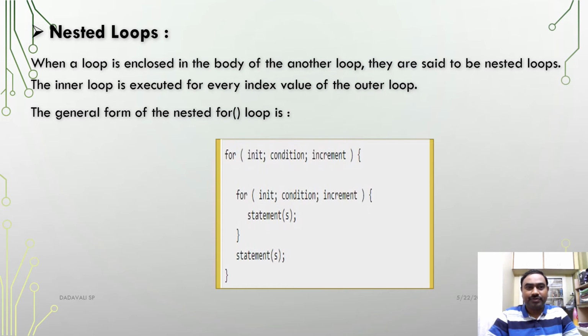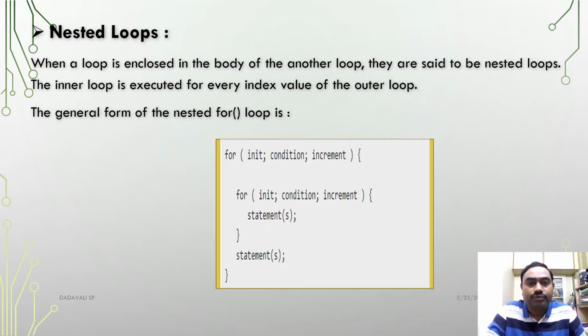Nested loops. When a loop is enclosed in the body of another loop, they are said to be nested loops. A loop having one more loop. Here is the general format. Just observe, within the for loop there is one more for loop. This one is called nested for loops. Just observe the syntax. Here is the first outer loop, and the inner loop is one more loop.